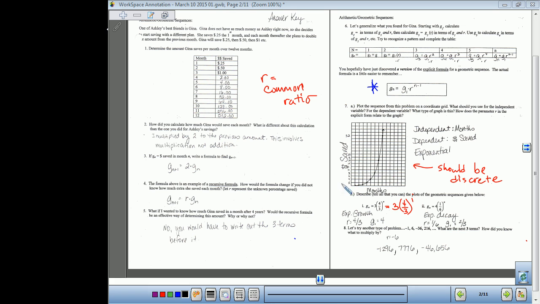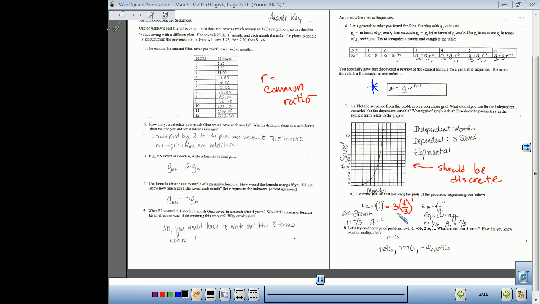On this one, because we're modeling a sequence, it should be discrete, but in order to see the exponential function, we drew in the line. But it should be discrete once again. And then how do you find your rate and your first term? Well, you would plug in 1 to get your first term.